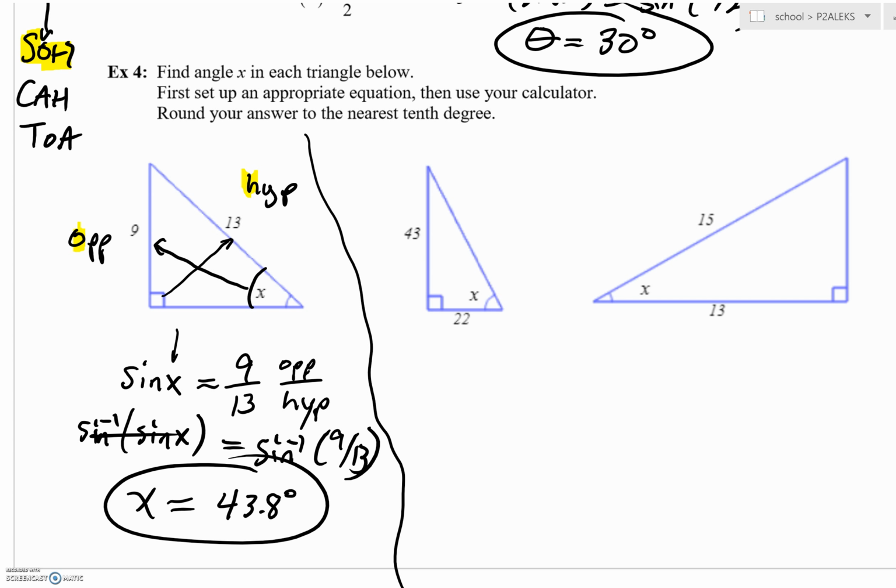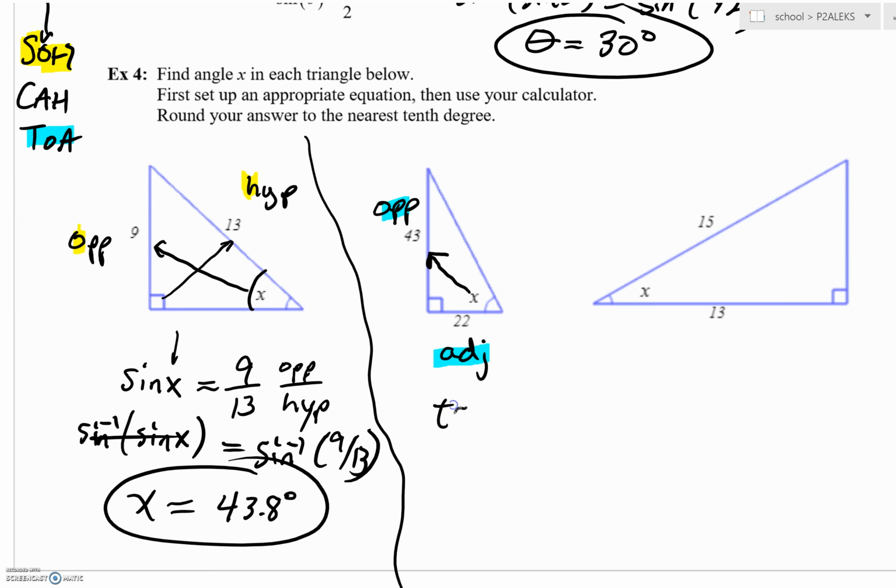Let's go to this middle problem right here. Here's my x. What do I call the 43? Opposite. What do I call the 22? Adjacent, right? So from here, I've got opposite and I've got adjacent. And which trig function works with O and A? Tangent. So I'm going to write down tangent. We've got tangent of x is equal to 43 all over 22.